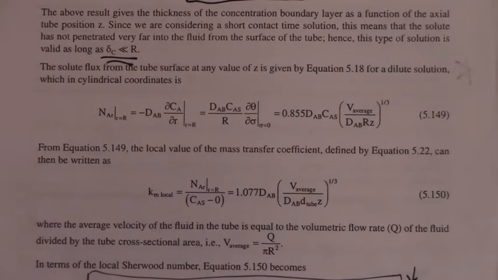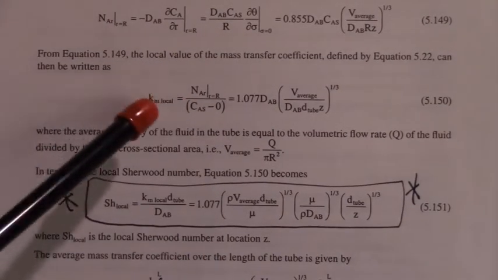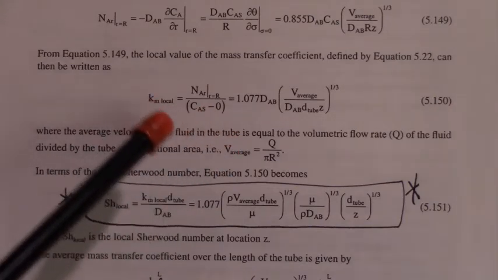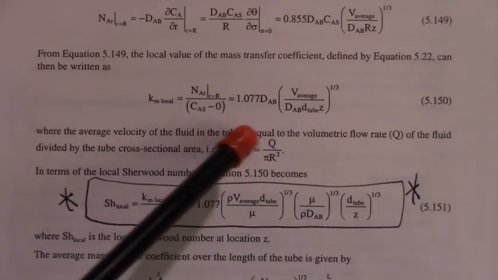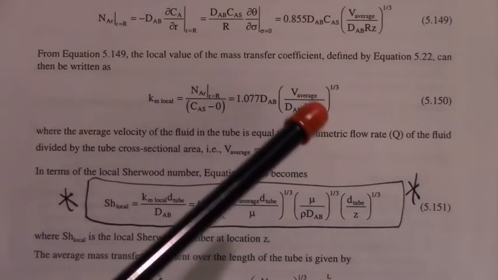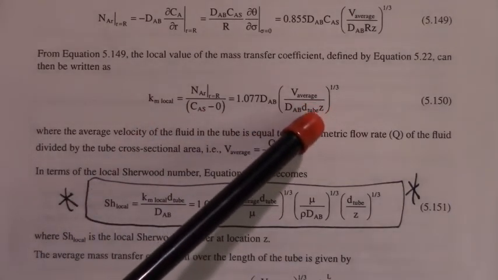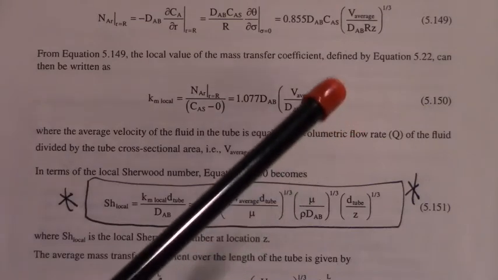And then from our definition of the flux and the mass transfer coefficient, as shown in the next equation, we can get the local mass transfer coefficient. So here's your local mass transfer coefficient. Notice that the local mass transfer coefficient is inversely proportional to the downstream distance Z to the 1/3 power.